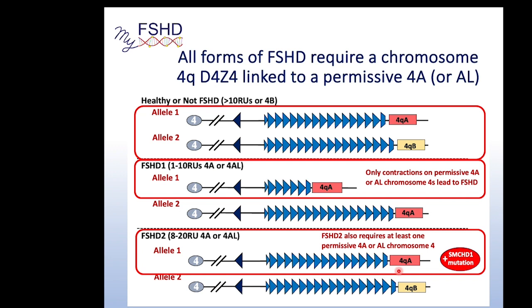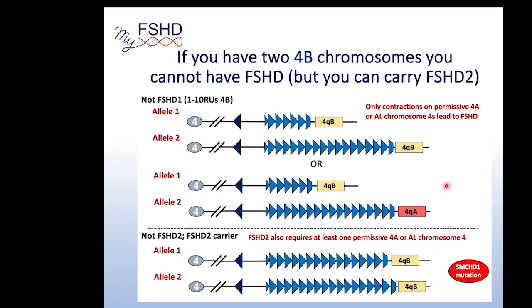And I'm just sick of seeing these diagnostic reports that people send me that don't check to see whether you're a 4QA or 4QB, because there are people out there that have a contracted 4QB, and guess what? You don't have FSHD. All right, because if you have two 4QBs, you cannot be FSHD1 or FSHD2. All right, a contracted B does not lead to FSHD, and a contracted B in the context of an A on a healthy non-FSHD chromosome is also not FSHD, at least not FSHD1.